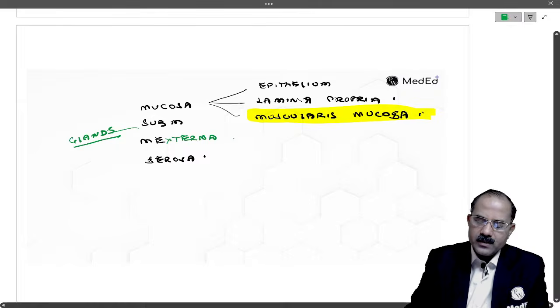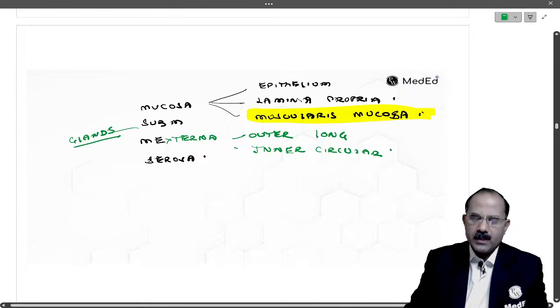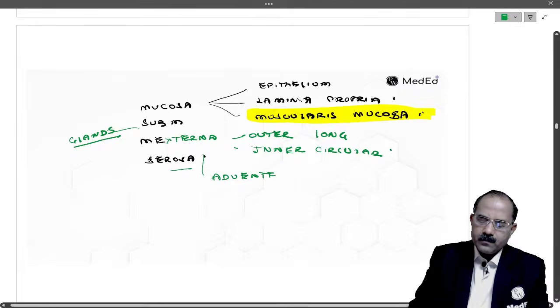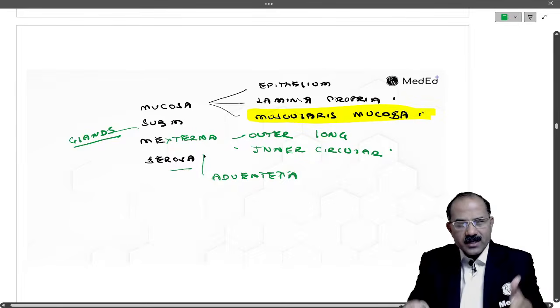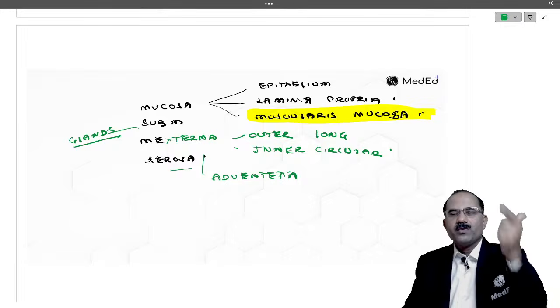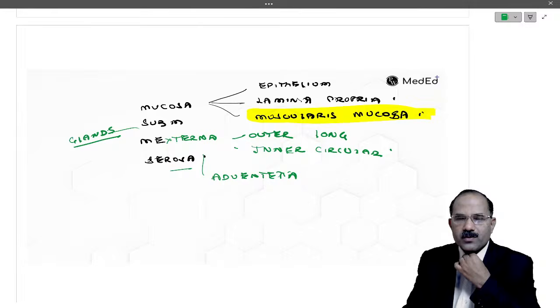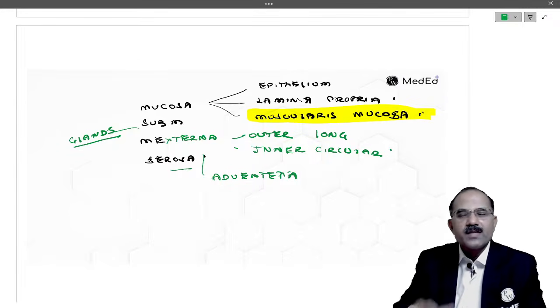Then is muscularis externa. Muscularis externa contains outer longitudinal muscles and inner circular muscles. And last is serosa or adventitia. Just remember this. This is a standard thing which will be asked. Even if a slide of GIT comes as describe stomach or describe esophagus, you are going to write the layers. Mucosa, submucosa, muscularis externa, serosa. Mucosa is made up of epithelium, lamina propria, and muscularis mucosa. Then submucosa, muscularis externa, outer longitudinal, inner circular, and serosa or adventitia.